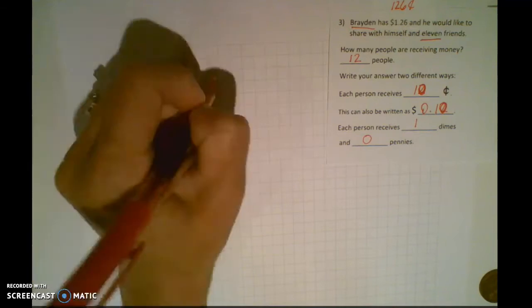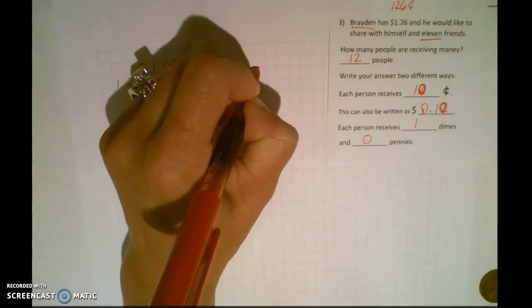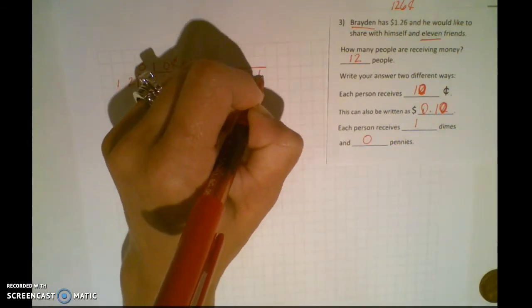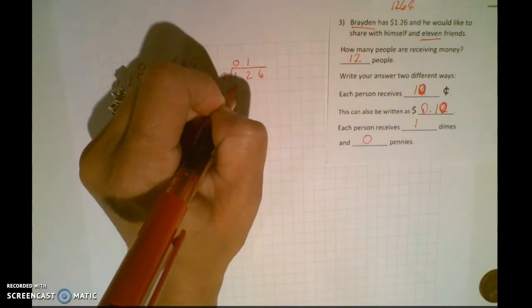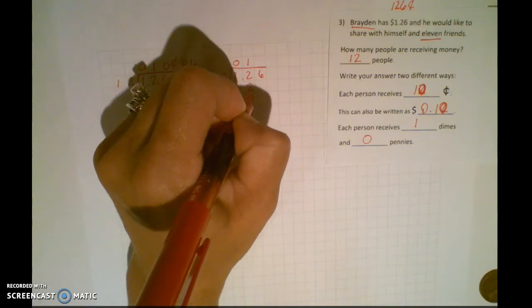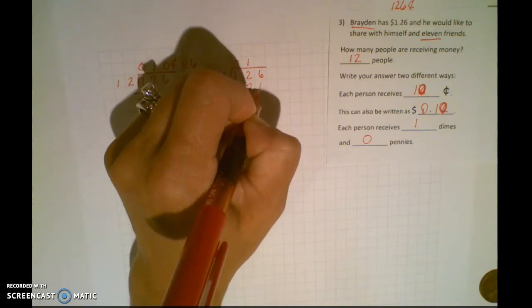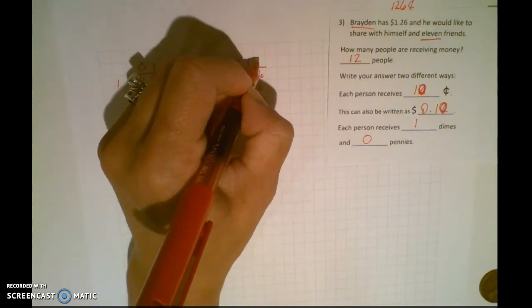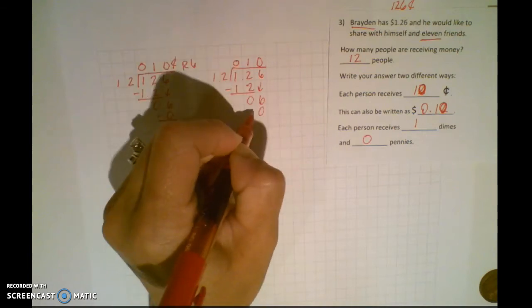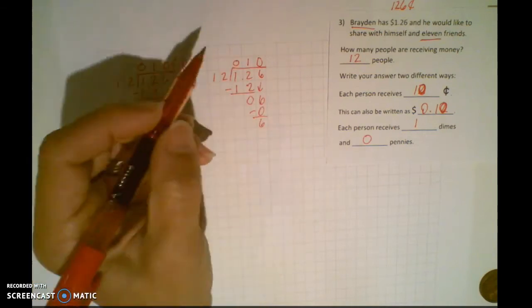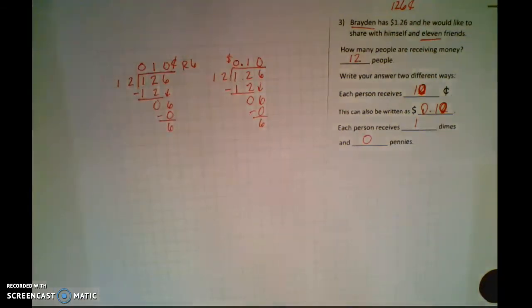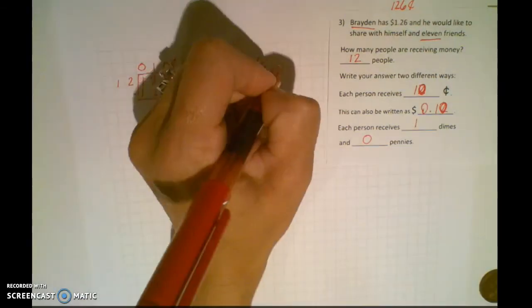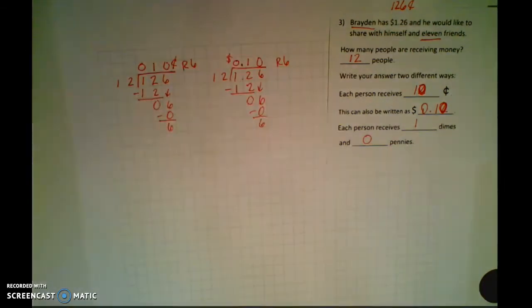Let's see how that looks when I use a decimal. Okay, nobody got a dollar. Everyone got a dime, which left me with 6 pennies. Nobody could get a penny. And I had a remainder. Now, they didn't get $10, they got 10 cents with a remainder of 6 cents.